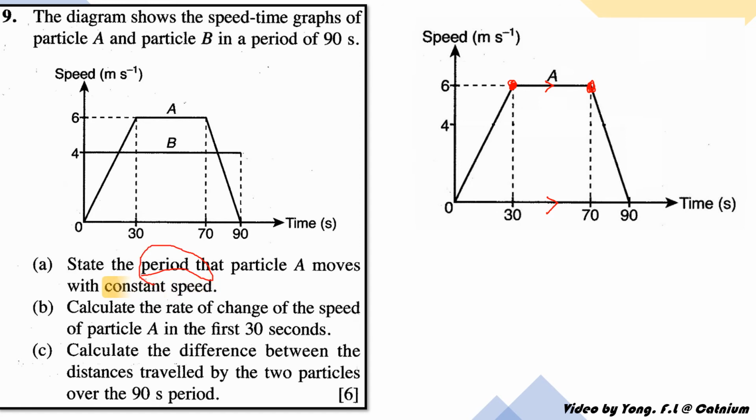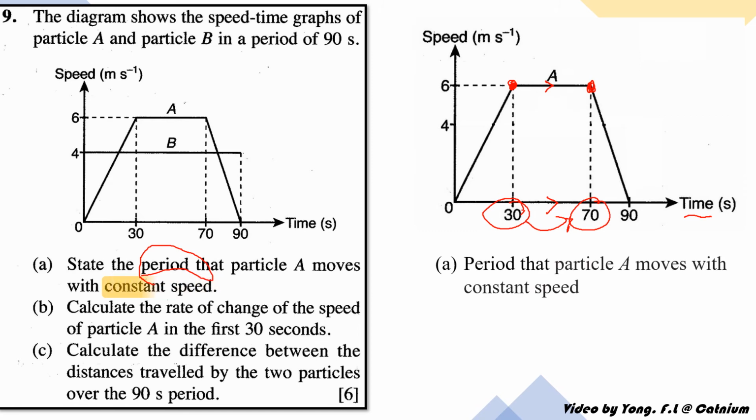Maksudnya dia mau masa. So when they look for the period, they look for the time. Okay, this is the axis for time. So it's from here move to here. So it's 70 to 30. So masa, period type, that particle S move with constant speed is 70 minus 30, which is 40 seconds. This is very simple answer.